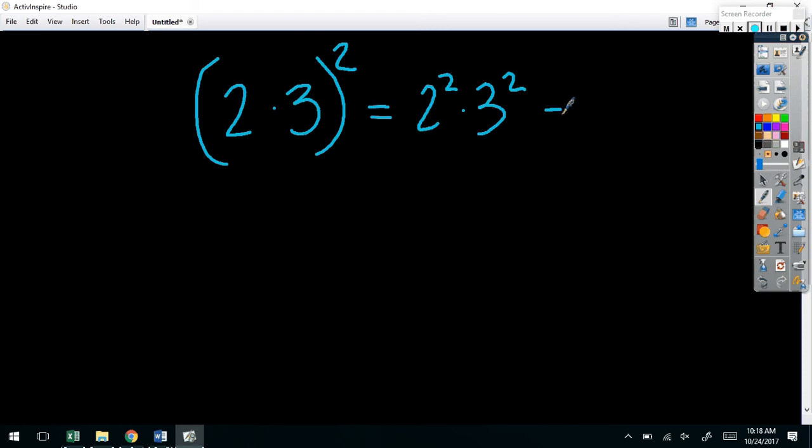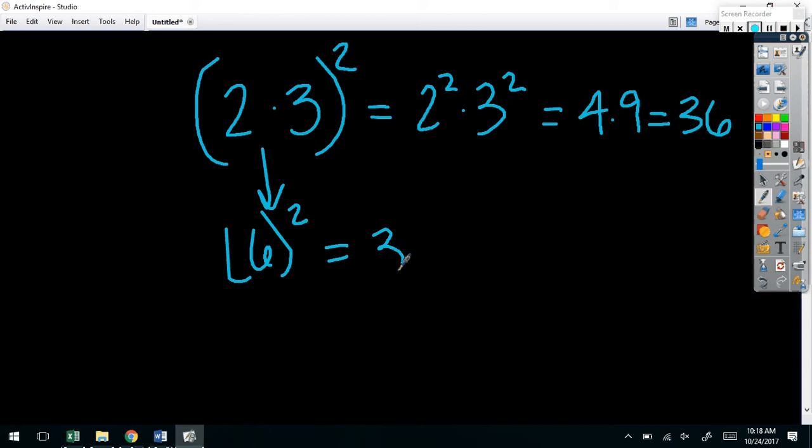But what does that equal? Now, what if I did 2 times 3 first? 6 squared, that would be 36. You can do that if they're real numbers. But see, if it's variables, you can't really combine those first.